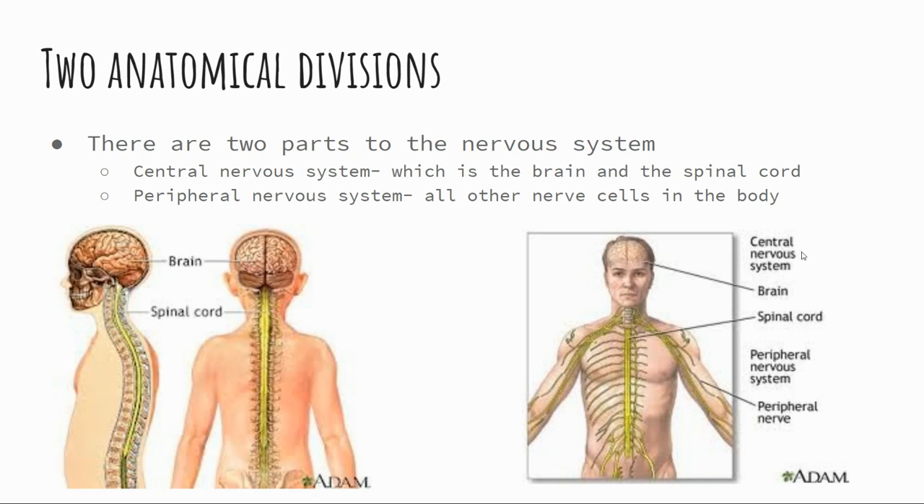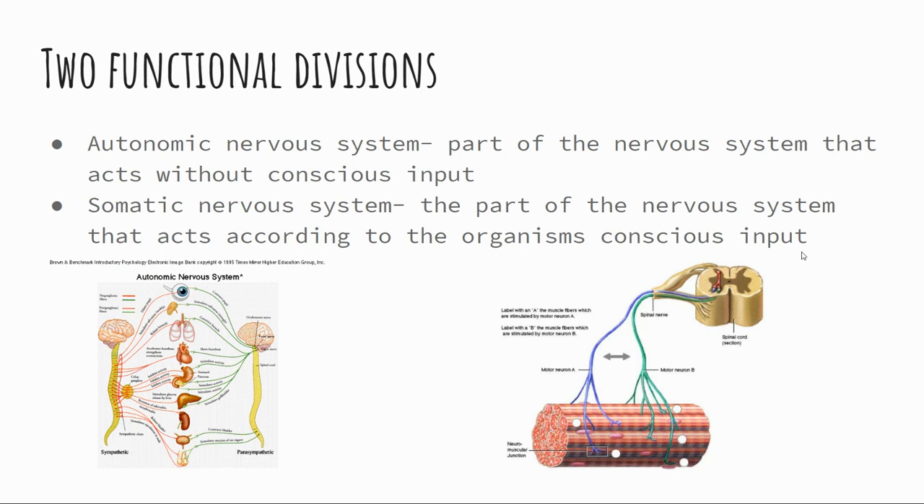So there's two anatomical divisions of the nervous system. You have the central nervous system, which is going to be the brain and the spinal cord, and then you have the peripheral nervous system, which are all other nerve cells in the body. You also have two functional divisions of the nervous system. You have the autonomic nervous system and the somatic nervous system.